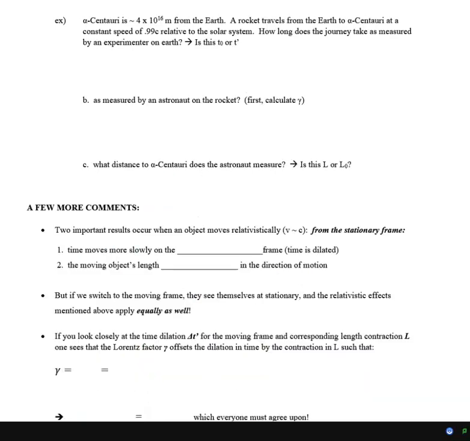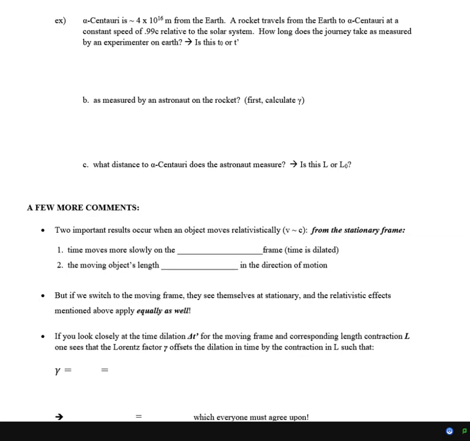Okay, so let's put the example. Let's say Alpha Centauri is 4 times 10 to the 16th meters from the Earth. A rocket travels at 99% the speed of light, and we could ask a bunch of questions from each frame. It is really important that we are clear on our proper distances and proper times so we can use the correct equations, because it's very, very easy to mix up, and it's something that I still have to look at very carefully.